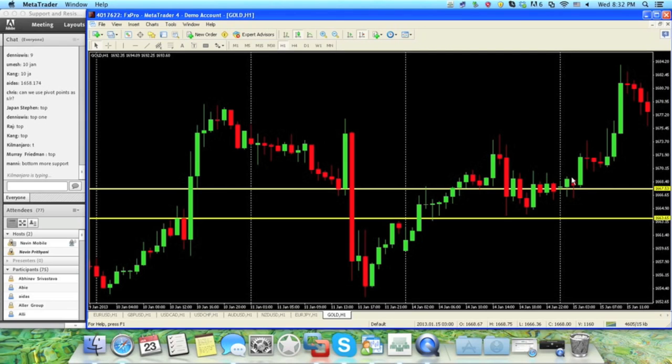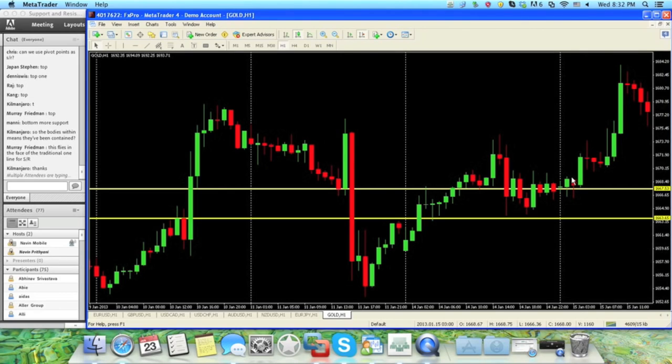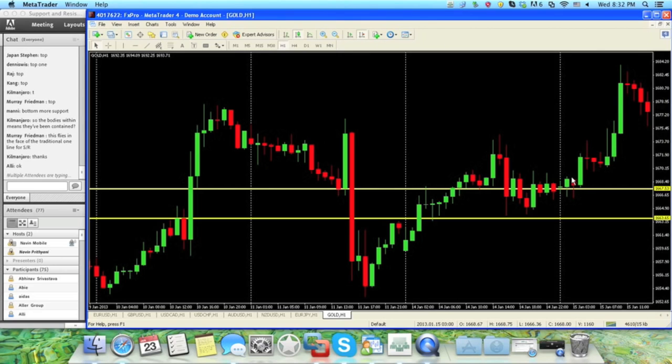So the same concept applies through all charts, whether it's gold, futures, anything. If there is a level that's strong, you will need a big candle to break through. The bodies within means they've been contained, because they're in the zone that they're bouncing off of, right? Yeah. The traditional one line of support resistance is, again, useless.